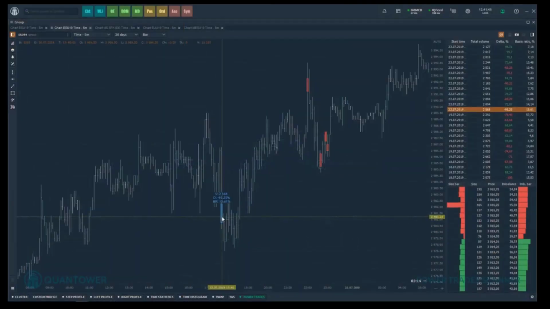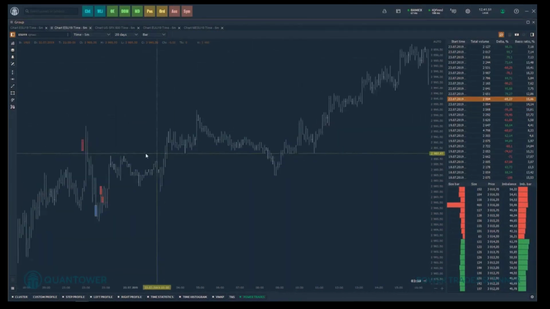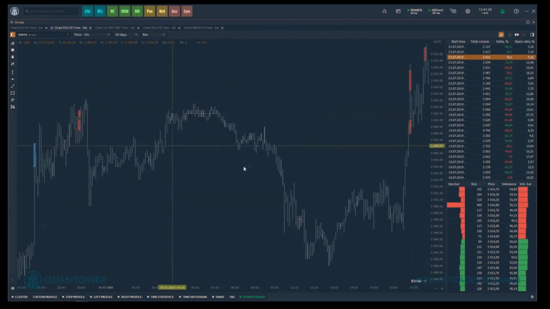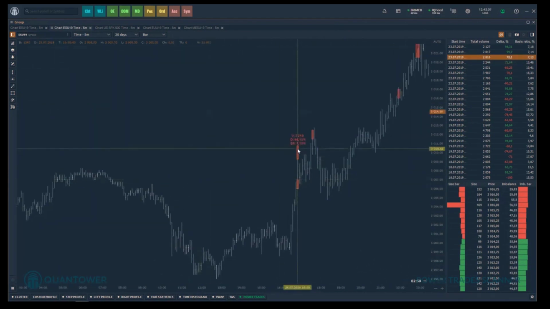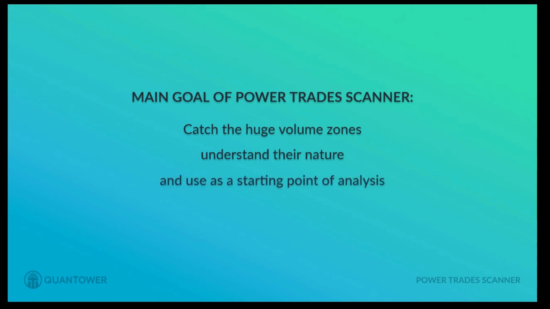The purpose of the tool is to search for zones with large volume traded in a very short period of time. Such situations may precede a short-term change in the ratio of supply and demand, and as a result, it either breaks an existing trend or it starts to form a new one. So the main goal of the tool is to catch such zones, understand their nature, and to use them as a starting point for your analysis or in combination with our volume analysis tools in order flow surface.